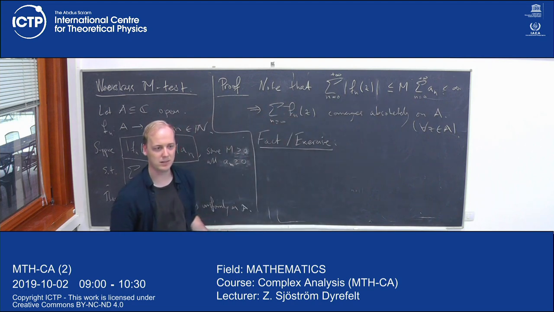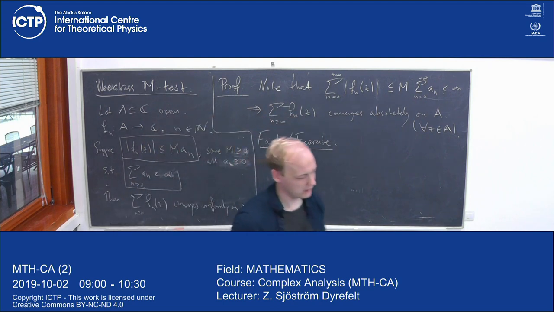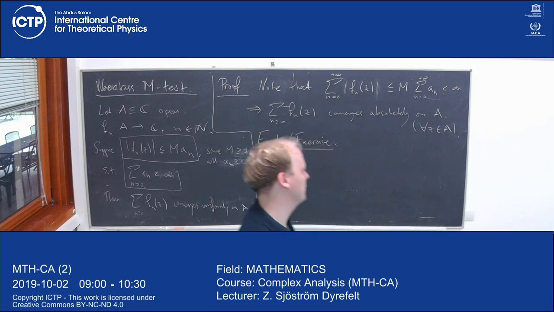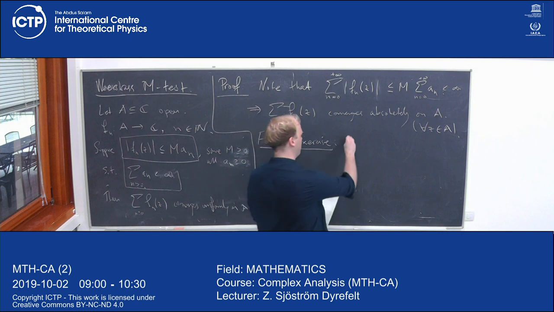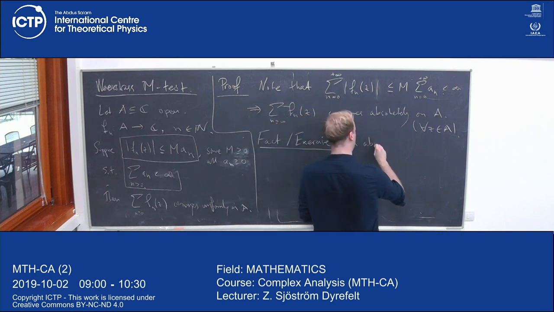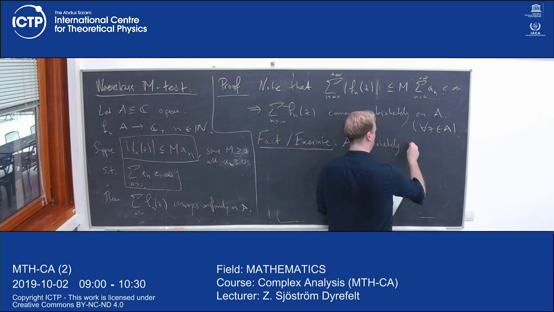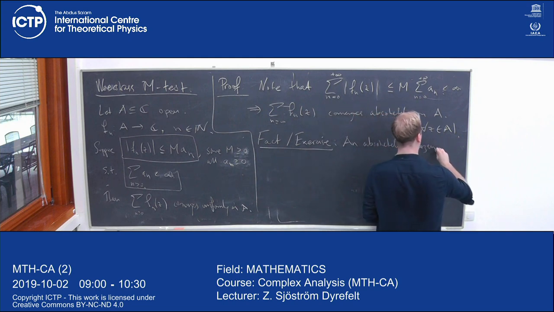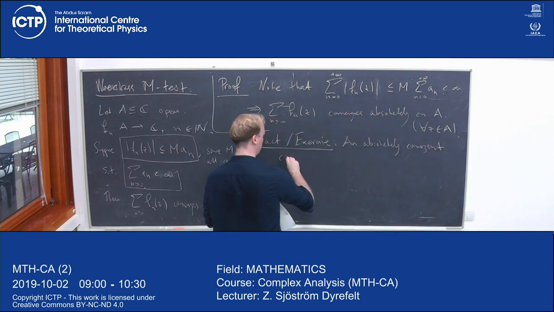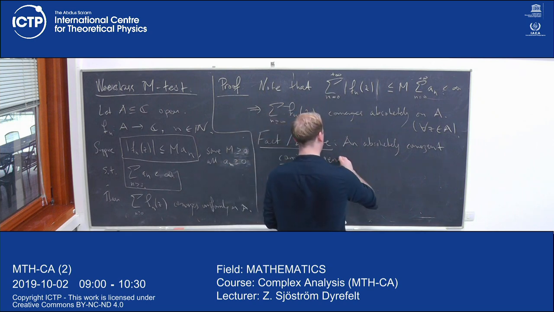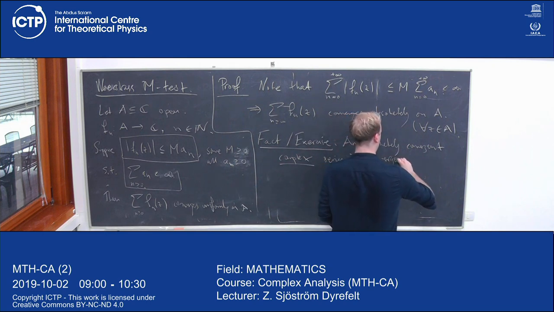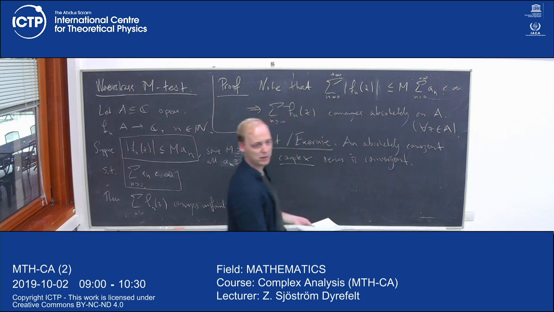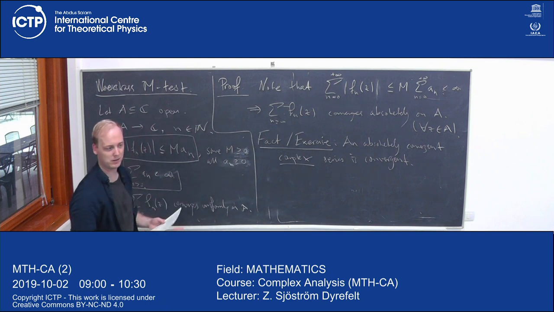This is not hard, this is easy. I mean, you have seen this 1 million times in real analysis. In complex analysis, you can deduce it from the real one. This statement that an absolutely convergent complex series is convergent. Complex series is the keyword here, otherwise you would know it already. I'm sure you can believe this by analogy with real analysis, but you should really prove it in the complex case.